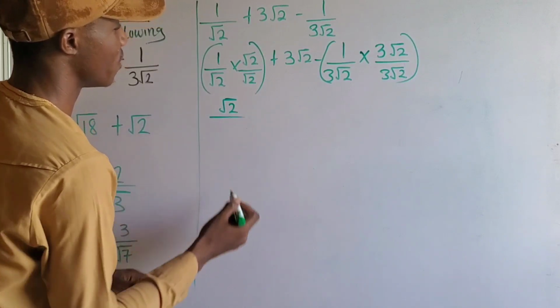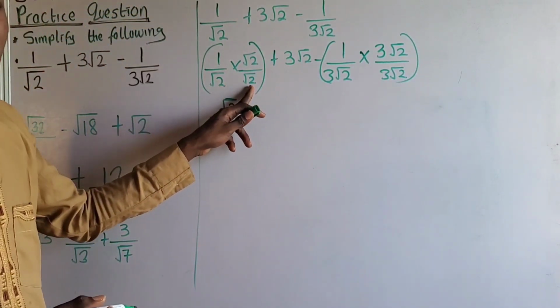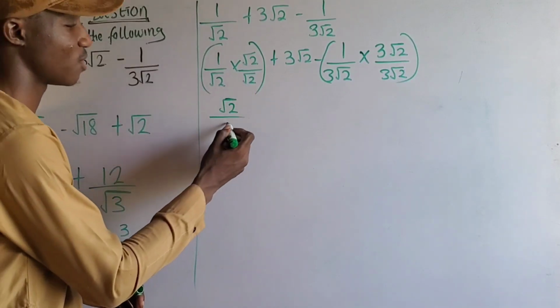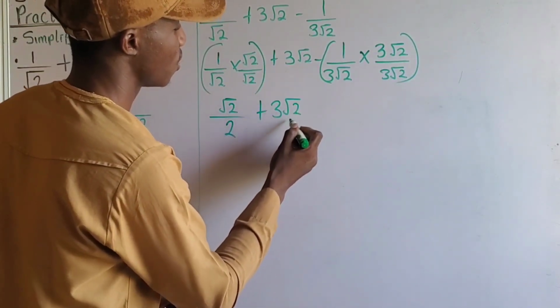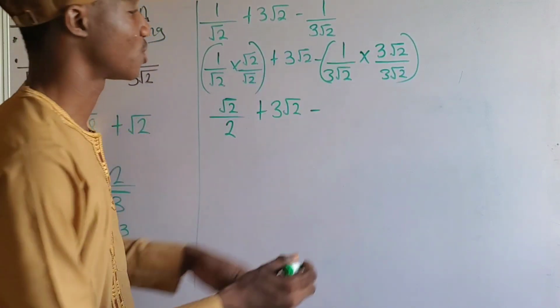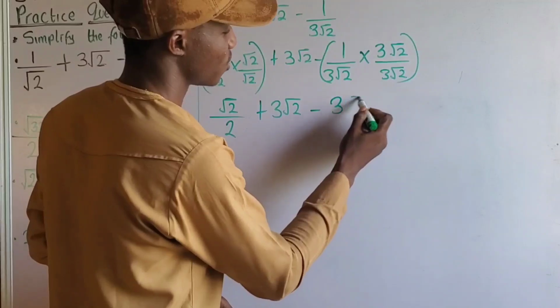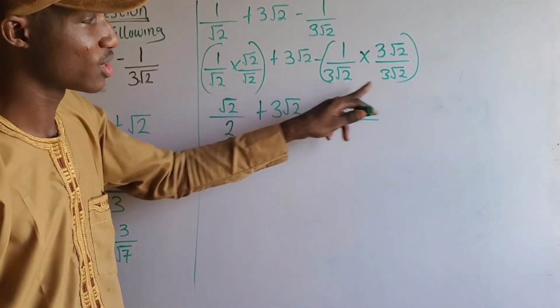Root 2 all over root 2 times root 2, root 4, right? So the square root of 4 is what? 2. So I'm going to have root 2 over 2 plus 3 root 2 minus, now let's proceed. 3 root 2 times 1 is what? 3 root 2, right? So I'm going to have 3 root 2 here all over. Now let's proceed. 3 root 2 times 3 root 2.